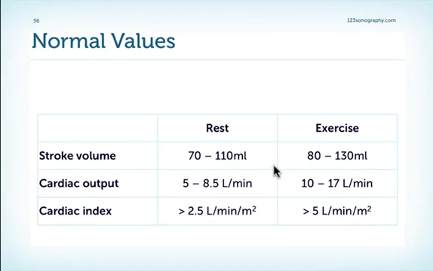The normal values for stroke volume at rest would be somewhere in the range of 70 to 110 milliliters. With exercise, stroke volume increases to approximately 130 milliliters and the cardiac output increases to 17 liters from 8.5, simply because you also have an increase in heart rate. And these are the values for the cardiac index. Again, you will find all these values in your fact sheets.